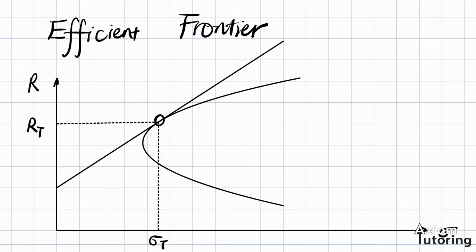Hi, in this video, we'll relax the assumption that the investor can always borrow or save at the same rate, which is the risk-free rate. So what would happen to the efficient frontier if that assumption is relaxed? We'll still start with the risk-free rate here.